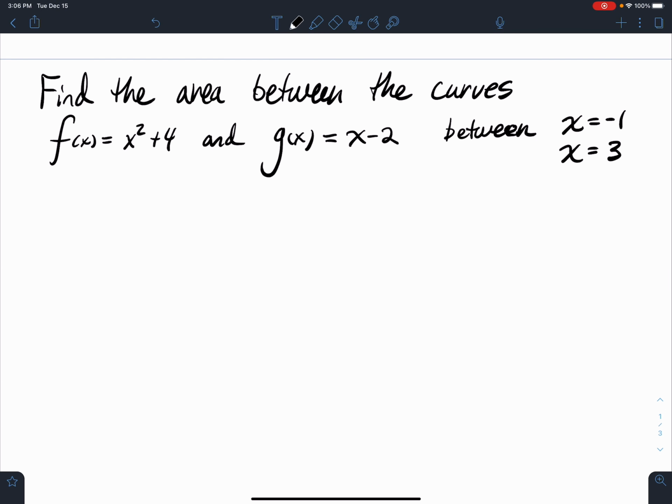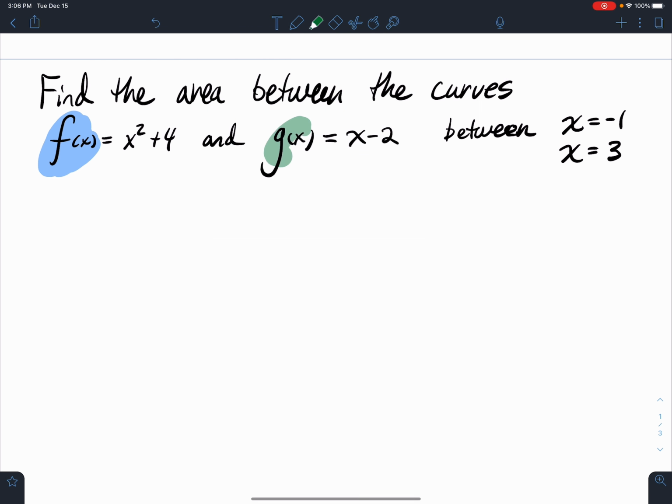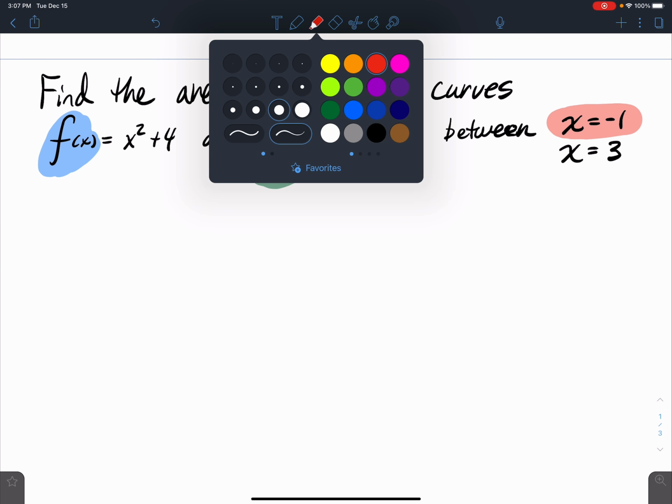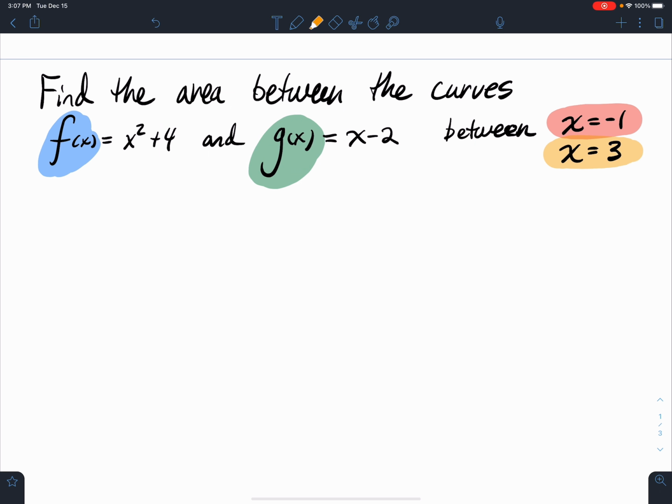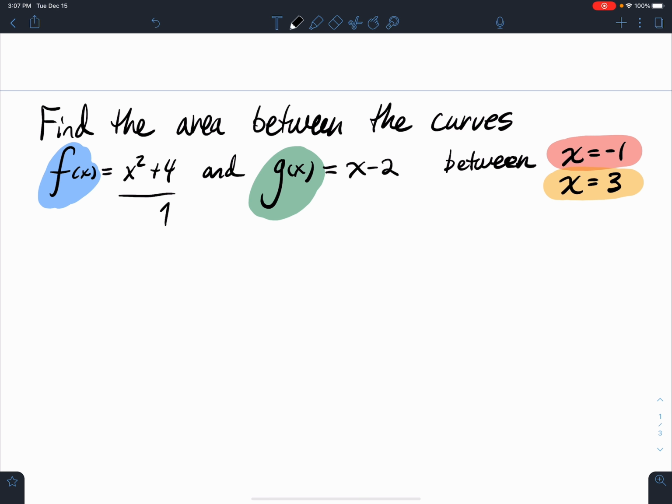So we want to find the area between the curve f of x and the curve g of x between the x values x equal -1 and x equal 3. First thing I want to do is graph this. So f of x is a parabola shifted up 4 units, and then x minus 2 is a line that's shifted down 2 units. So I want to graph this.